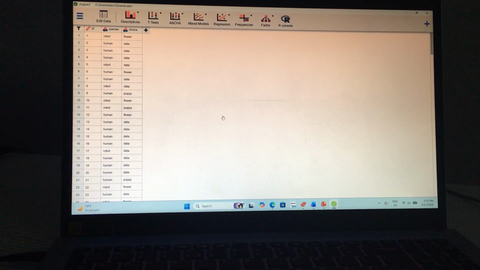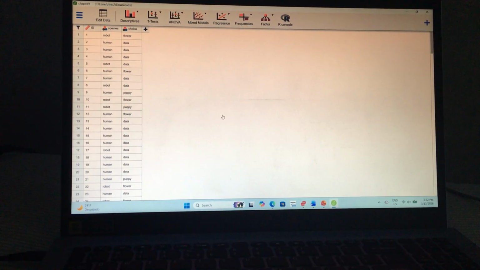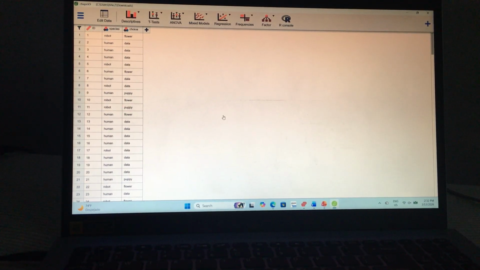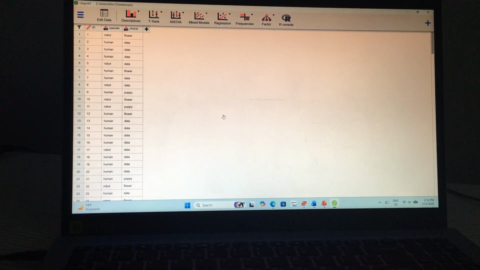Our data set looks to be counting robots and humans as people. Specifically, there are 93 humans and 87 robots. Overwhelmingly, the preferred choice is the data file. So you can check this yourself by asking JASP for a contingency table.